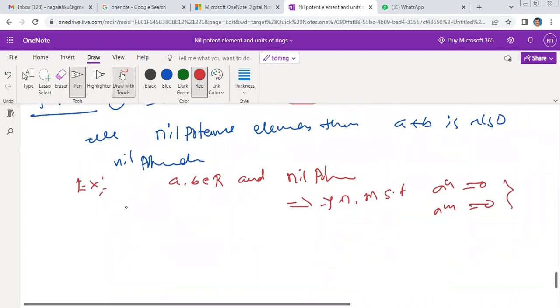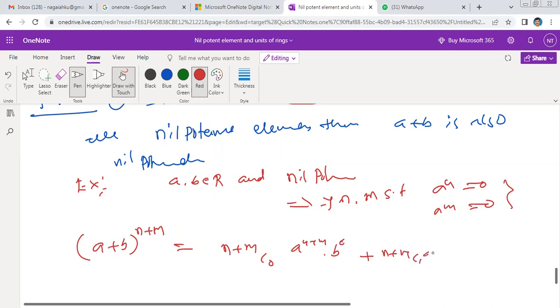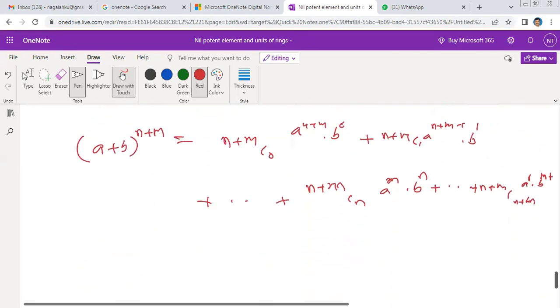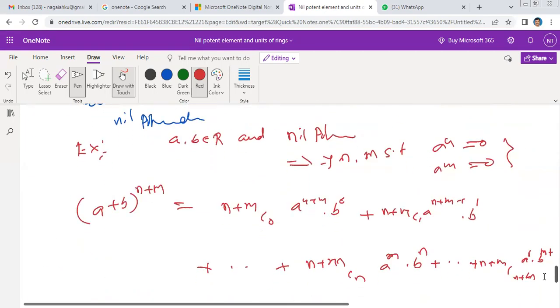My goal is to prove that A plus B is a nilpotent element. Take A plus B whole to the power of n plus m. By using the binomial theorem expansion, this is (n plus m) C 0, A to the power of n plus m, B power 0. Next one, (n plus m) C 1, A to the power of n plus m minus 1, B to the power of 1. Am I right? Then up to (n plus m) C n, A power m, B to the power of n. Finally, (n plus m) C (n plus m), A power 0, B power n plus m.